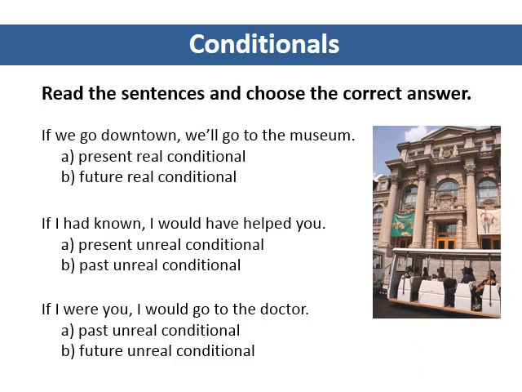Read the sentences and choose the correct answer. Which conditional does each sentence use? If we go downtown, we'll go to the museum. This is A, the present real conditional. If I had known, I would have helped you. This is B, the past unreal conditional.